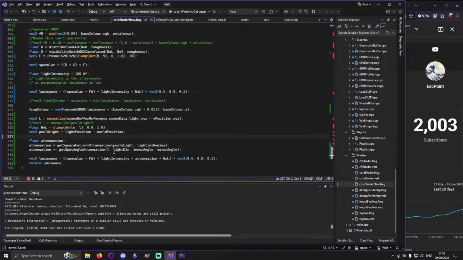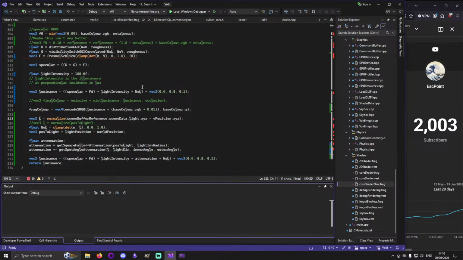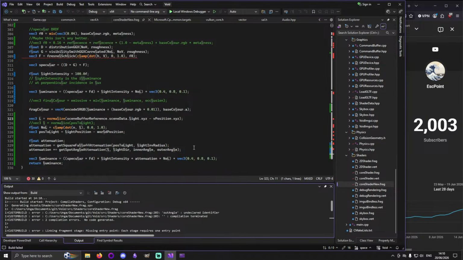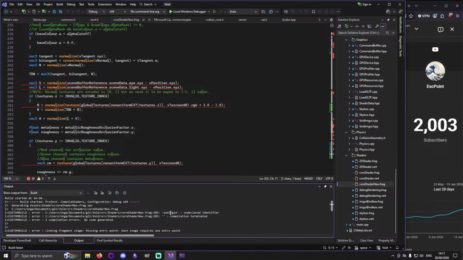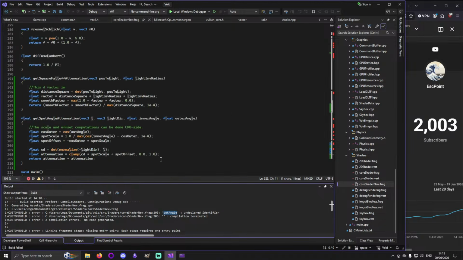Trying to remember it. Okay, so we have n.l and let's just see what we're missing, right? So we're getting errors down here. We're trying to fix them bit by bit. So outer angle is undefined. I think outer angle, not out angle. Just probably a typo there.